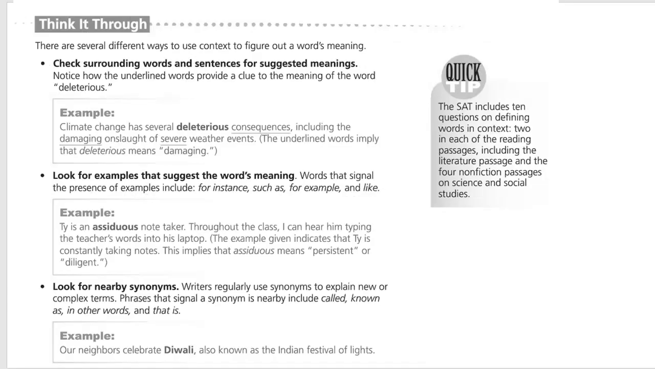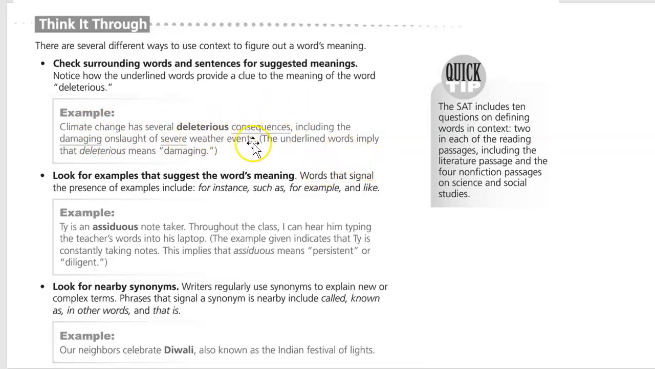There's several different ways to use context to figure out a word's meaning. One of the ways is to check the surrounding words and sentences for suggested meanings. Notice how the underlined words provide a clue to the meaning of the word deleterious. So let's take a look at this example. Climate change has several deleterious consequences, including the damaging onslaught of severe weather events. Notice that the underlined words consequences, damaging, and severe all give us a pretty negative connotation. So we can infer that deleterious probably means something similar to damaging or negative implication.